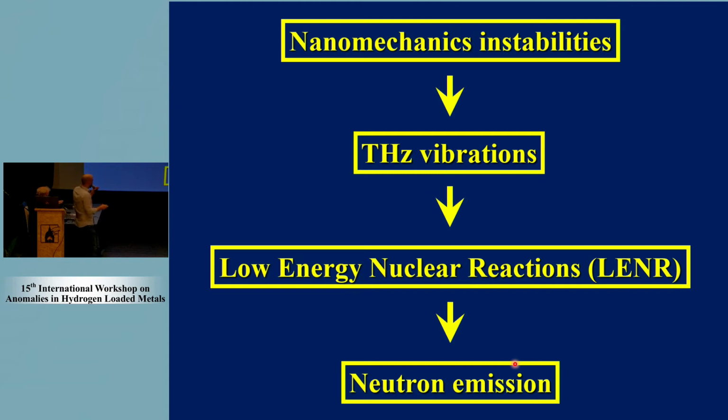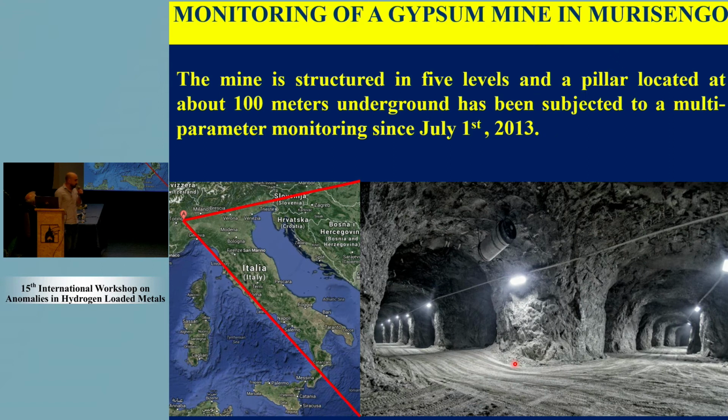So it can be summarized that terahertz pressure waves or phonons produced by the mechanical instability can induce low energy nuclear reactions and then neutron emissions. Based on this observation, three different forms of energy, acoustic emissions, electromagnetic emissions, and neutron emissions, may be used as earthquake precursors for environmental protection against seismicity.